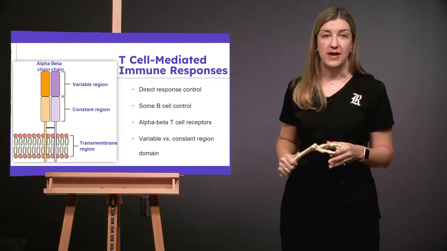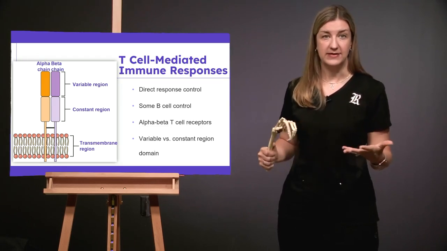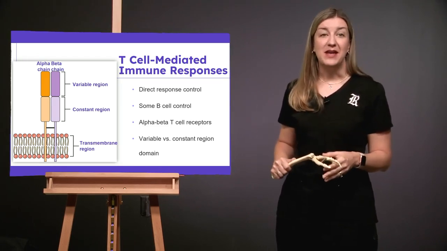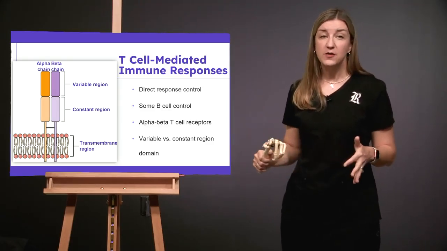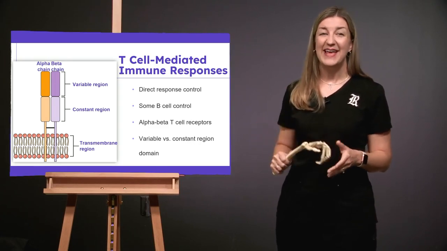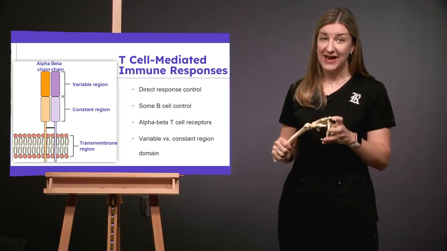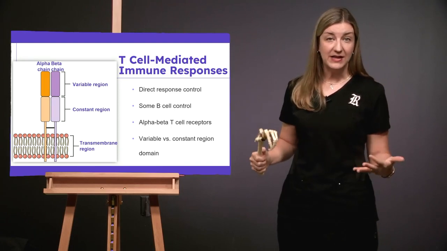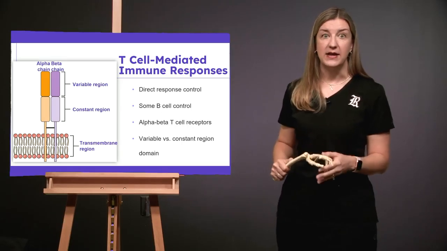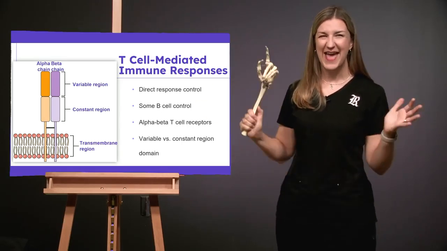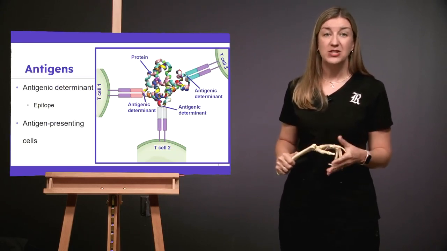The constant region domain is closest to the cell membrane and has little variation in its amino acid sequence, hence its name, constant region domain. Its amino acid sequence is fairly constant. The variable region domain is further from the cell membrane and, you guessed it, its amino acid sequence is variable. This is the part that forms the antigen binding site of the receptor, and it is this variability in the amino acid sequence of both the alpha and beta chain that allows T cells to recognize a wide variety of pathogens. Yay for diversity!